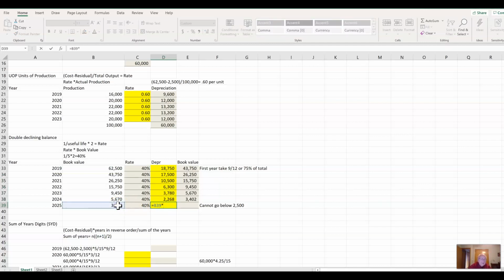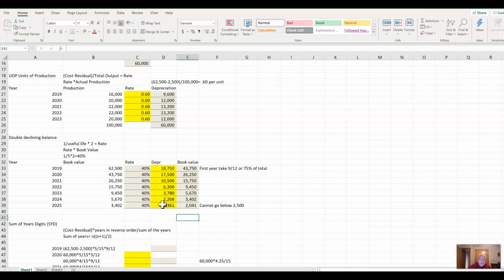34,202 times 40%, that gives you 1361. And if you do this, you find that the book value is below 2,500. Okay, we said the residual value is 2,500, so we cannot go below 2,500, which means we cannot take 1361. What we do then is we take the difference between these two.